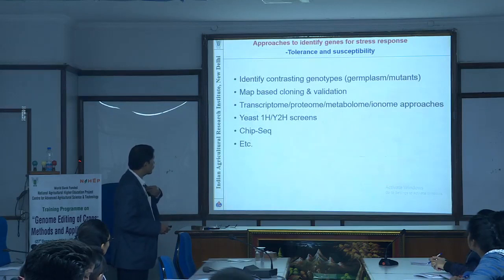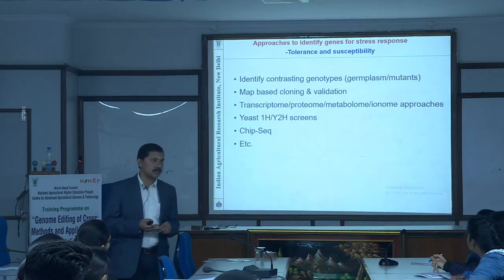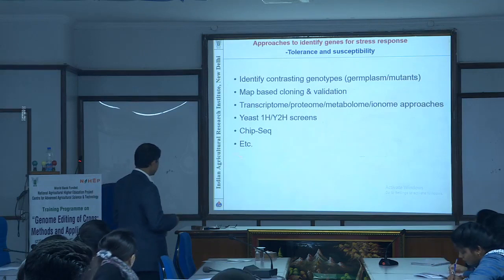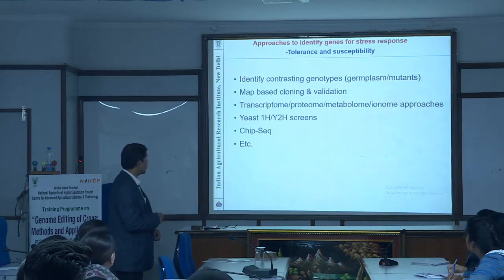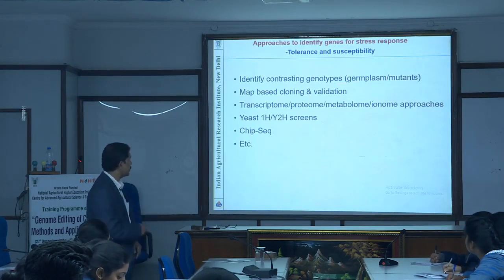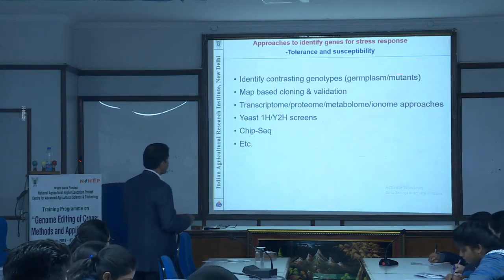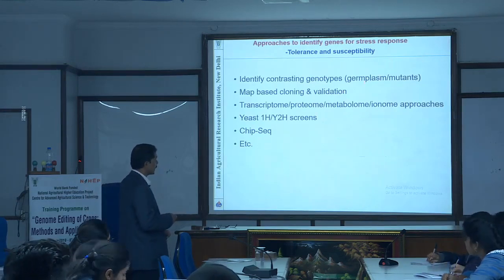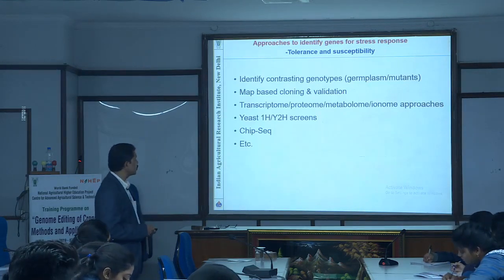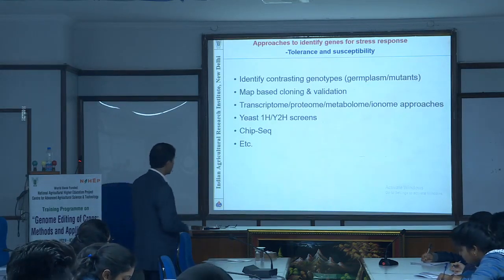So what are the different approaches for identification of the genes for stress tolerance or susceptibility? These are some of the approaches I have put. There may be many more. The most important one is you have to precisely phenotype to identify the genotype or mutant which are tolerant or sensitive. That is the key. Once you have a germplasm which is clearly tolerant or sensitive, then you will be able to identify the genotype that causes it, that is the gene or mutant that causes it.